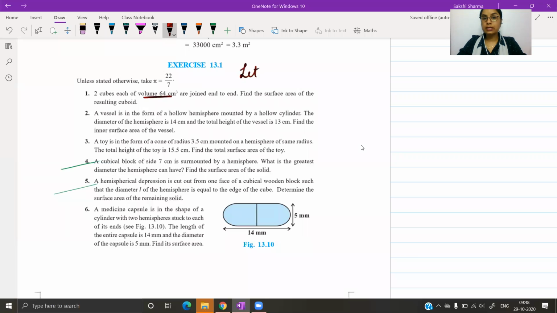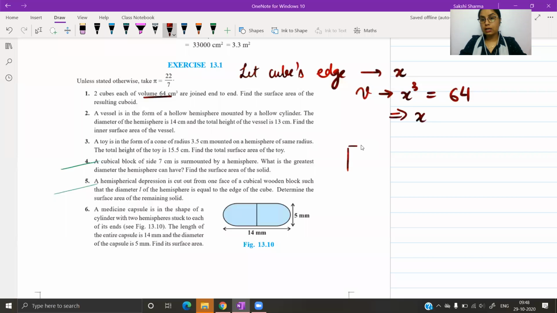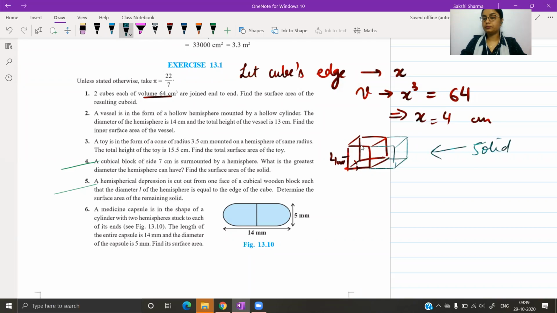So if we represent the edge of cube as x, the volume will be x cube and it's given to be 64. From here you can find out the value of x. And then if we had to show how the cubes are placed, this is one cube with edge equals to 4 centimeters. And then there is another cube placed right next to it of the same size. Now, what do you think about the new solid formed? Cuboid. Yes, it's a cuboid.